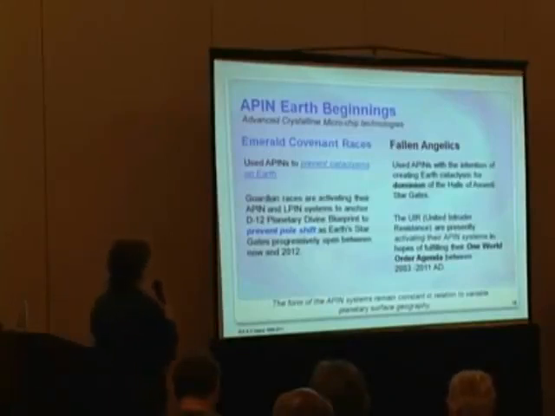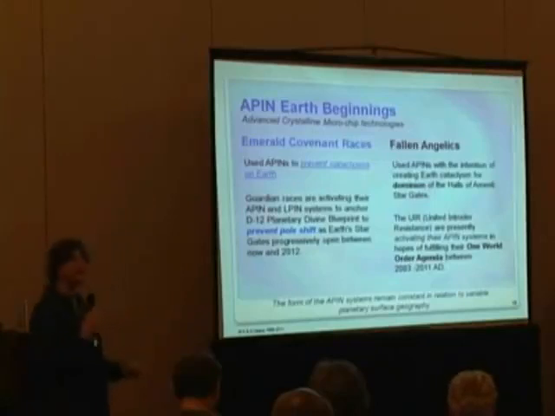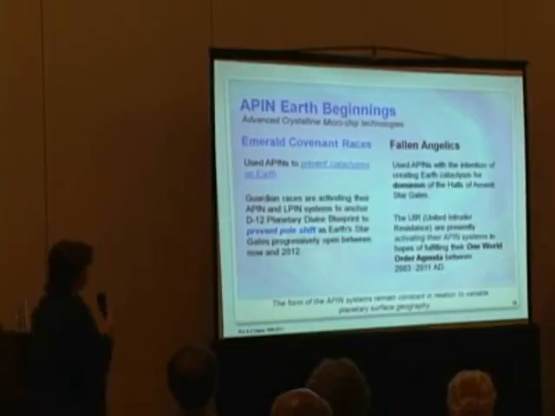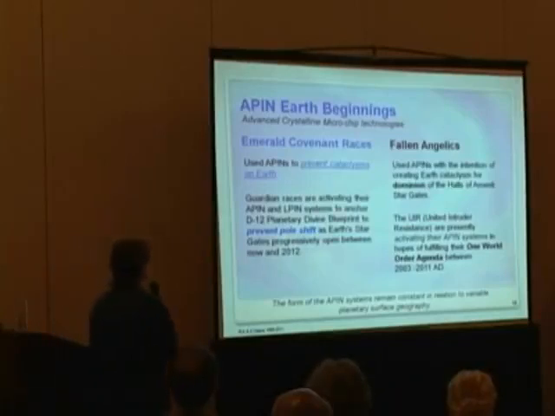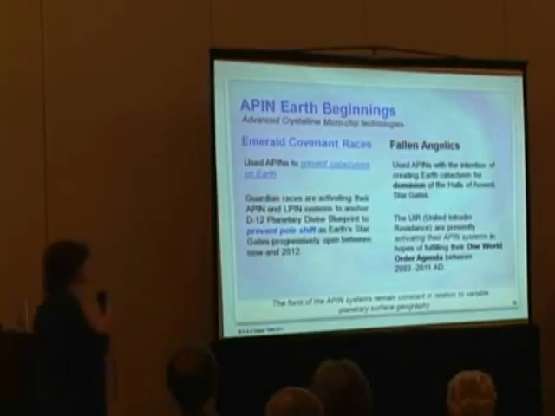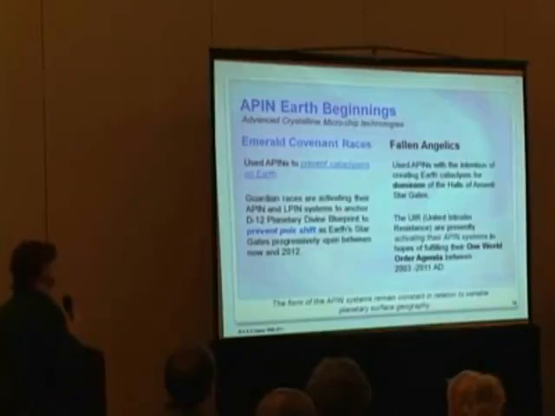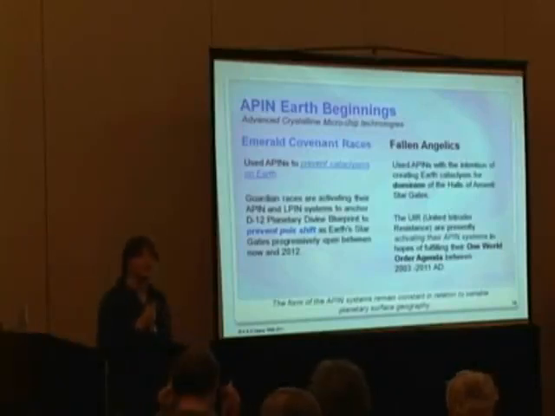The Guardian races are activating their APIN, which is Atlantean Pylon Implant Network Systems, and LPIN systems, which is Lemurian. So the A means it's Atlantean, the L means it's Lemurian. These anchor the D12 planetary divine blueprint to prevent pole shift as Earth's stargates progressively open between now and 2012. Now, the United Intruder Resistance are presently activating their APIN systems as well, in hopes of fulfilling their One World Order agenda between 2003 and 2011 AD.